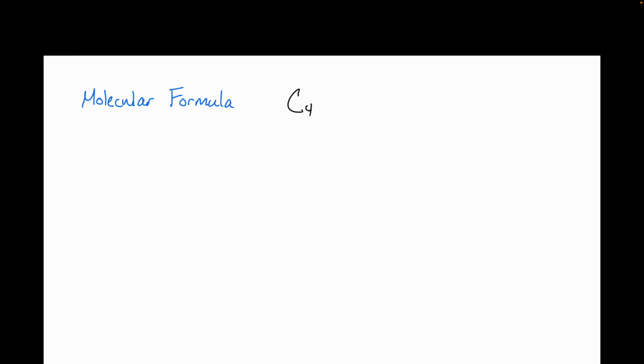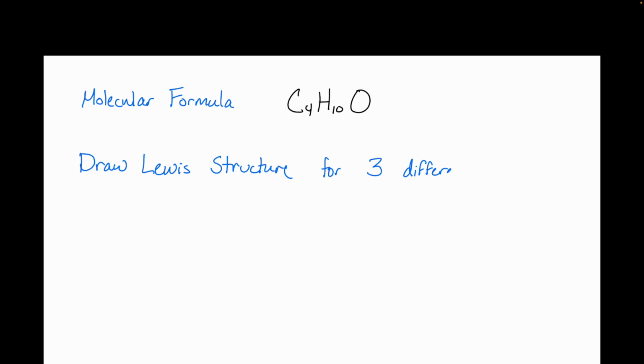We're going to go C4H10O. And you're going to draw the Lewis structure. Try to give me 3 different molecules. All right, there's actually a total of 7 that you could draw that share that chemical formula there. But everybody just take a second and give me the Lewis structure for 3 different molecules that share that chemical formula.